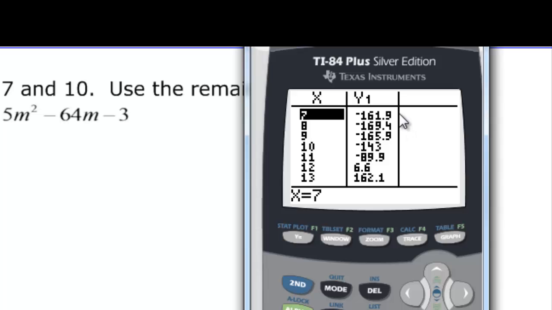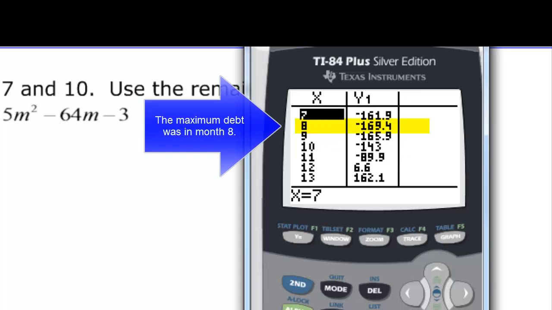And I can see that at 7, I have negative 161.9. At 8, I have negative 169.4. And then I go back down at month 9 to 165.9. So our maximum happened at 8 months.